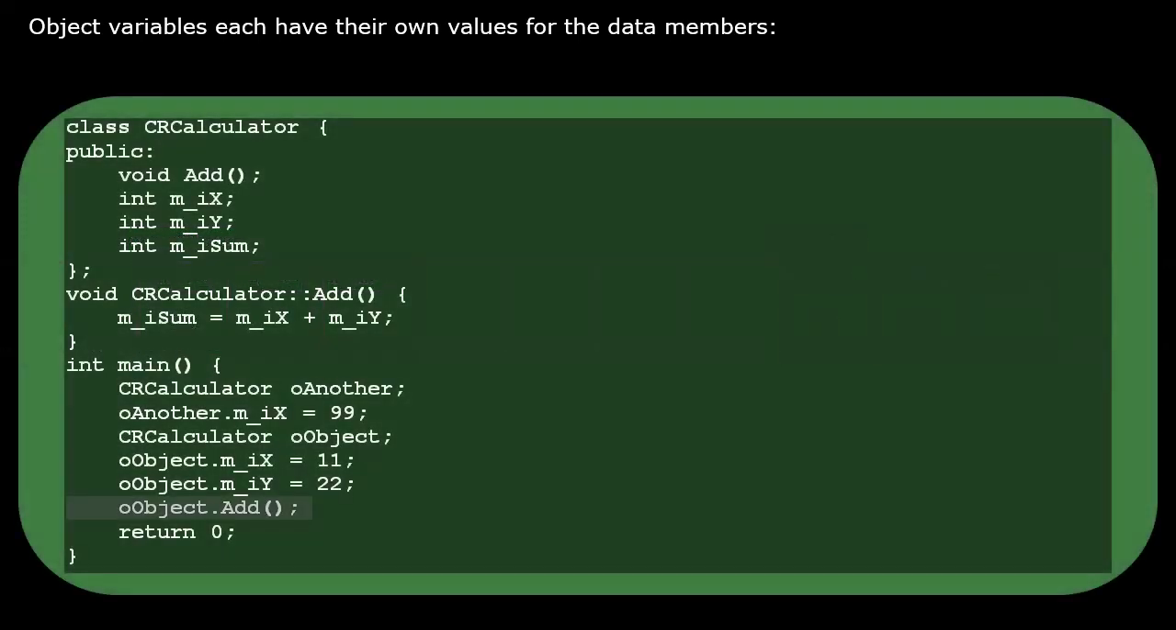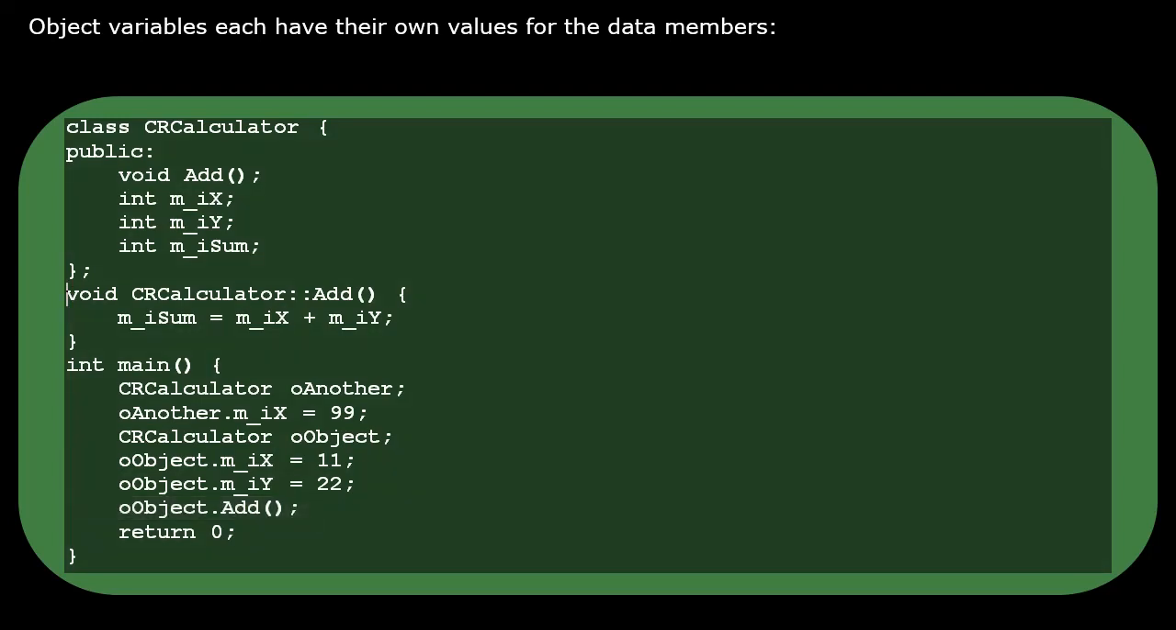A member function is usually written with the intent of manipulating one specific object instance's data members. When you call the add function on the object called OObject, it doesn't affect the data members of any other instances like OAnother.